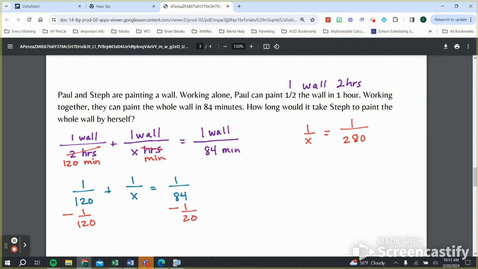If we cross multiply, we just do 1 times x is x, 1 times 280 is 280, and that is the number of minutes. So 280 minutes. How many hours is that? We just have to divide that by 60, because there are 60 minutes in an hour. And that gives me 4 hours and 40 minutes. So that's how long it takes Steph to paint her one wall.